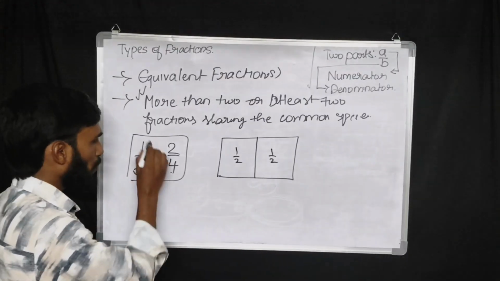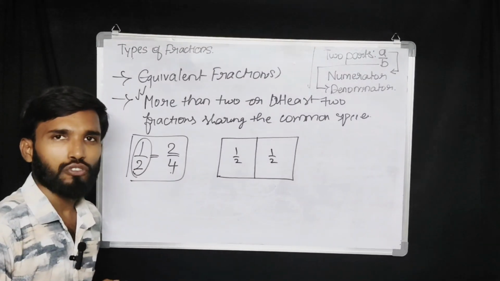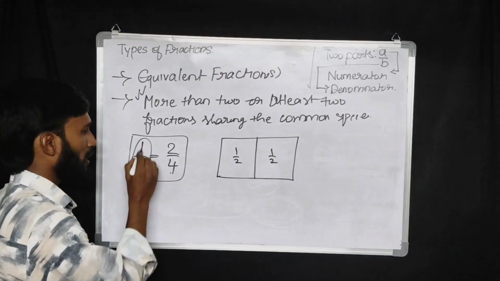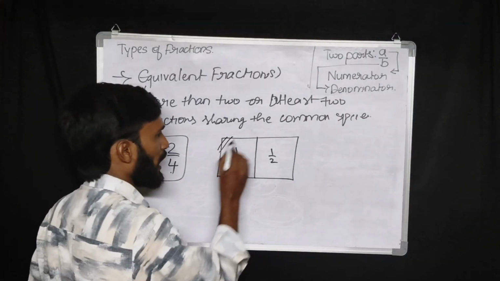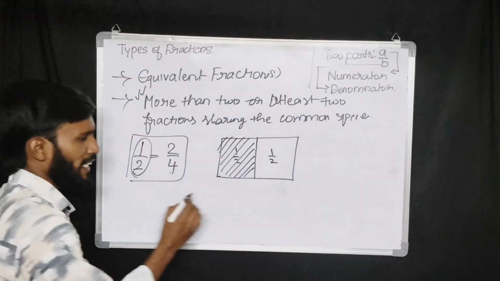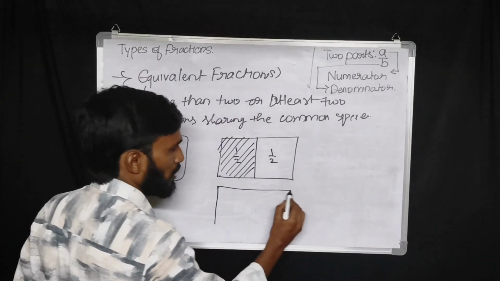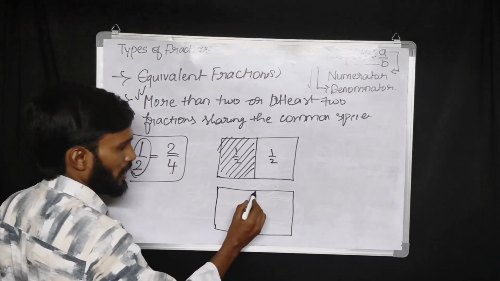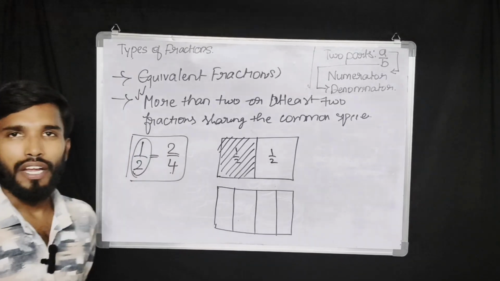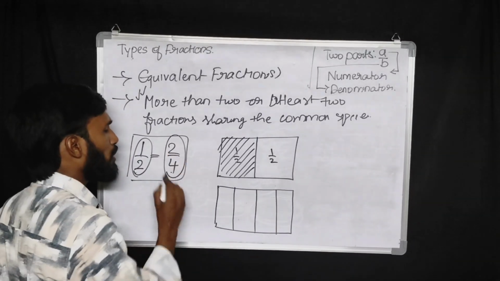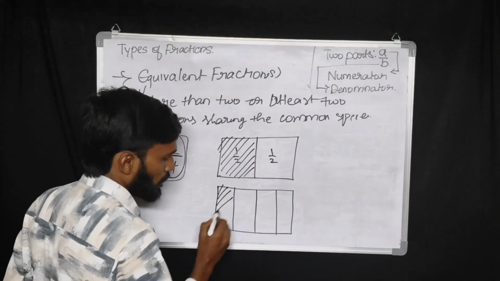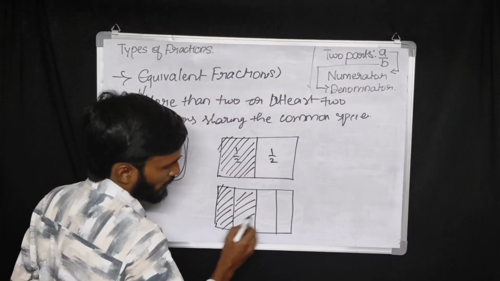So in this 1 by 2, how many parts should be shaded? How many parts should be chosen? Only one part. Why is the numerator written as 1? So here shade one part, 1 by 2. Now next, taking the same whole and cutting this into 4 equal parts. Out of these 4 equal parts, how many parts should we choose? 2 parts. So I am shading 2 parts.